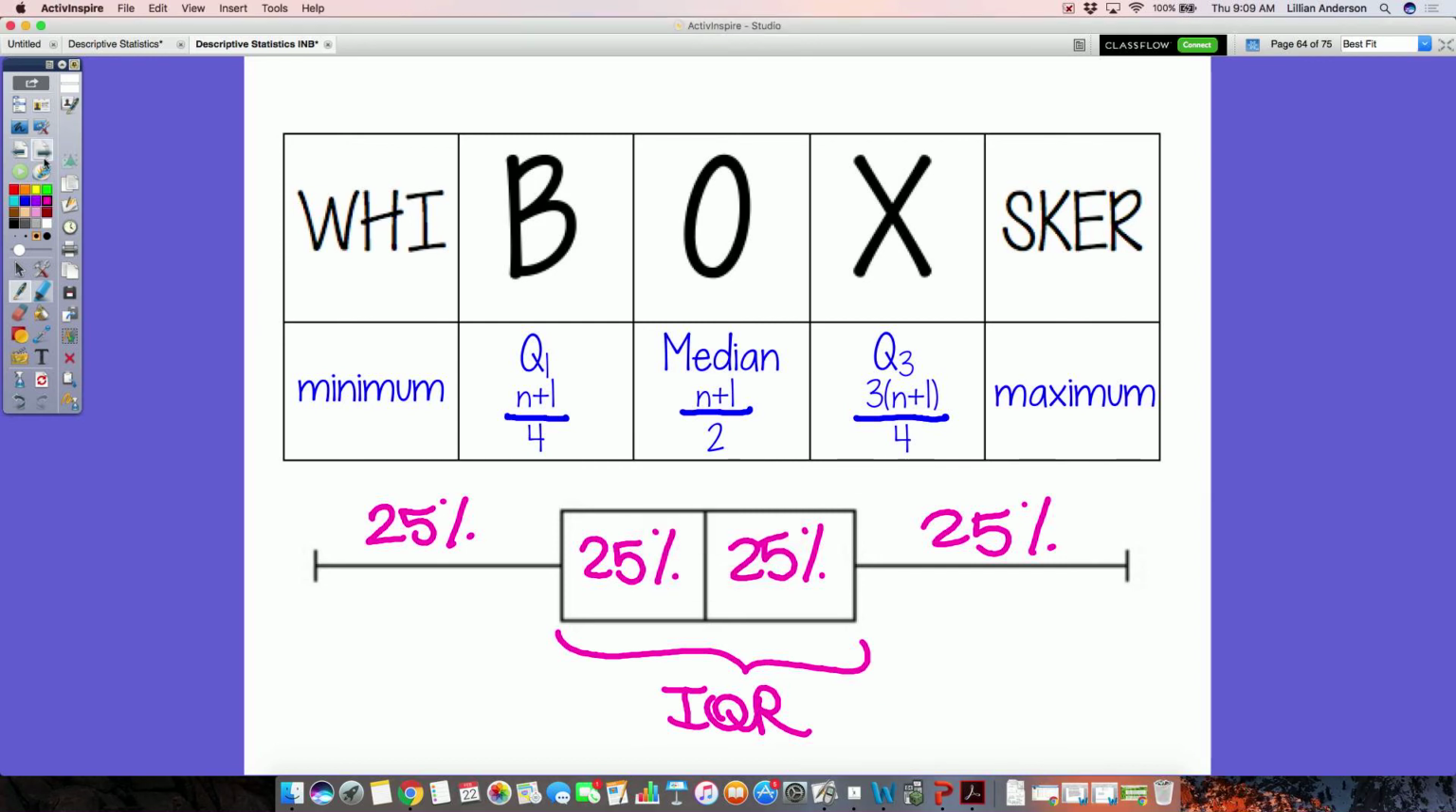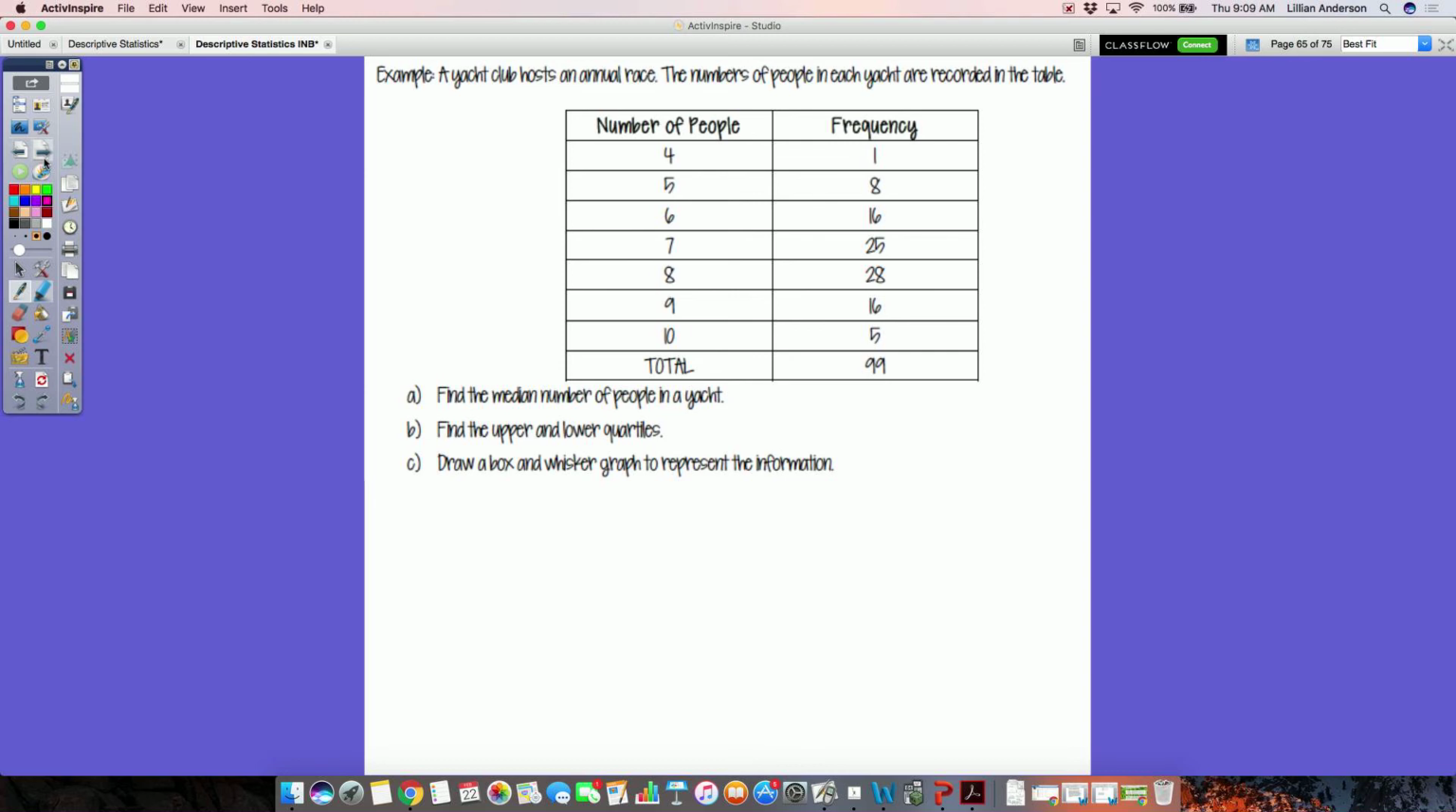First example is the one that has the number of people frequency table, the one talking about a yacht club host. So it's on this one. All right? So you want to fold it in.